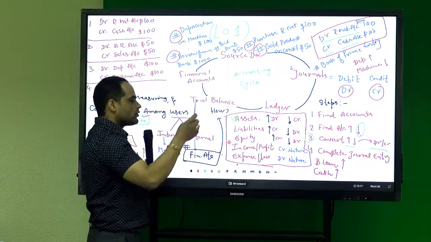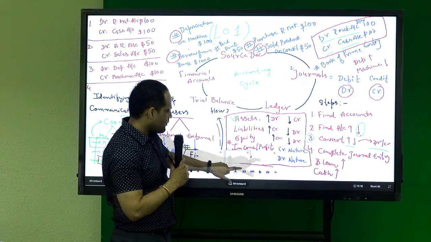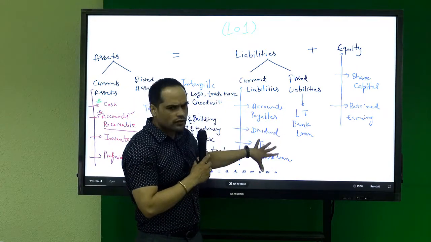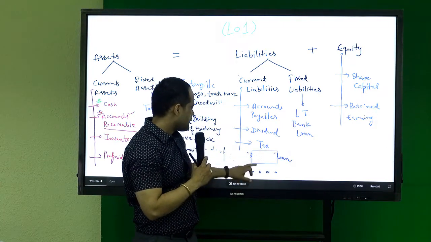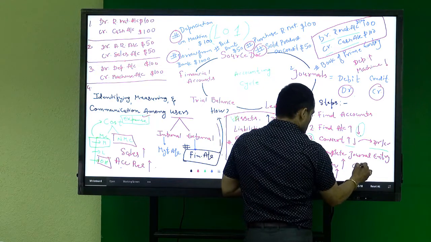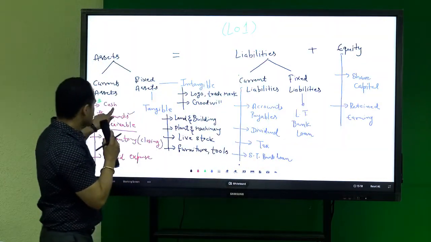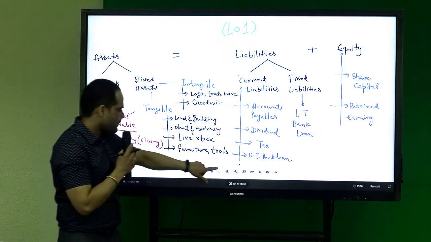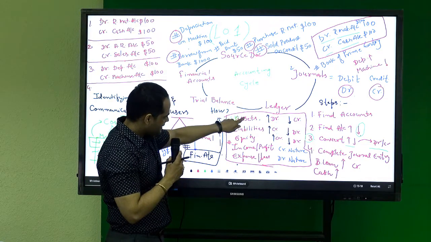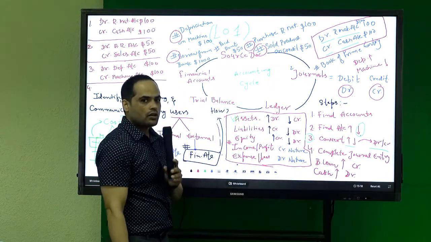Alright. Third one is convert increase decrease into debit credit. Alright? So bank loan increase. Bank loan is your liability. Doesn't matter short-term loans or long-term loans, it is always liability, right? So bank loan increase, liability increase. So bank loan will be credit, right? Cash increase. Cash is your asset, right? So cash increase. Cash is your asset. Increase means debit. So cash debit, bank loan credit.